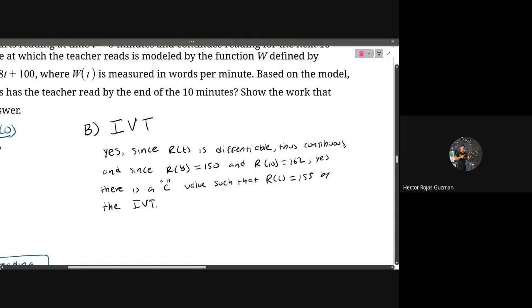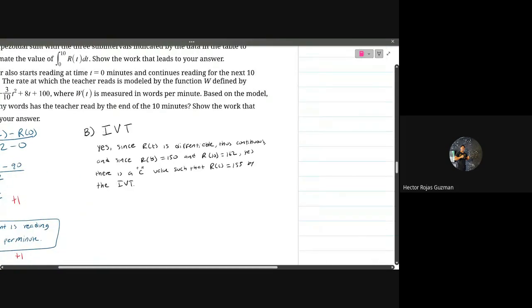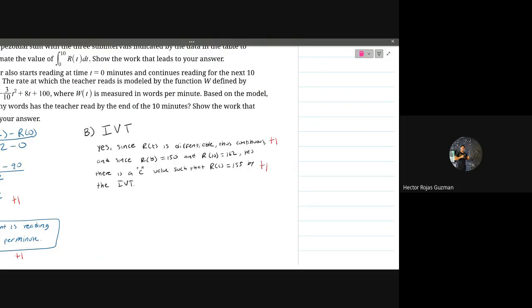All right. For this question, you get 1 point for saying that the function is continuous, and you get 1 point for the rest of the statement, including the addition of the intermediate value theorem.